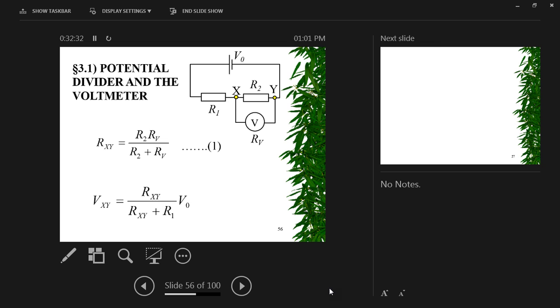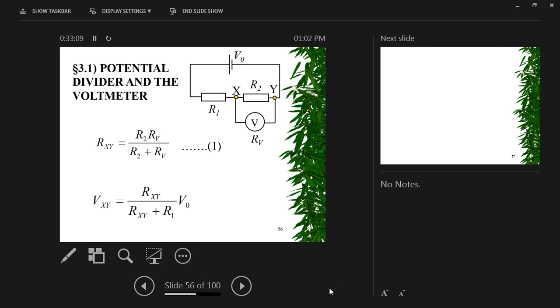Okay, I can now apply my potential divider principle. The potential divider principle says that the ratio of the potential difference between X and Y to the total potential difference is equal to the ratio of the resistance between X and Y, which we have found here, to the total resistance, which is of course this resistance plus R1, because they are now in series. Right, so far so good? So now the expression looks quite complicated, because don't forget this Rxy is this monster here. So you plug them in, you get a fraction on top and a fraction in the denominator. So it looks a bit monstrous.